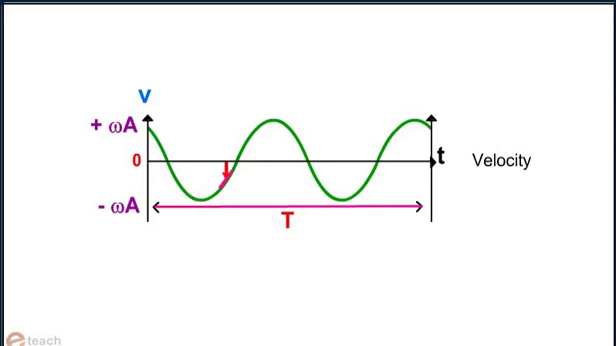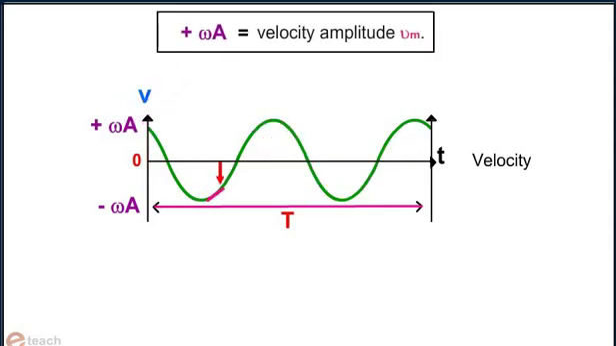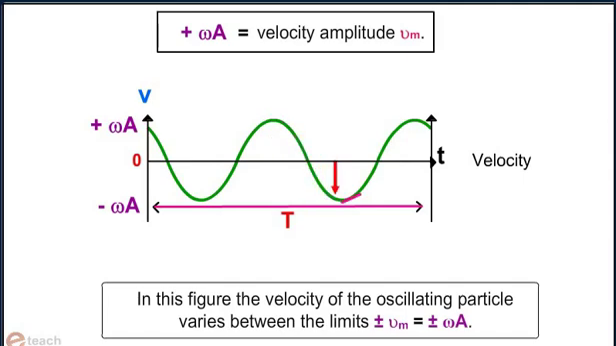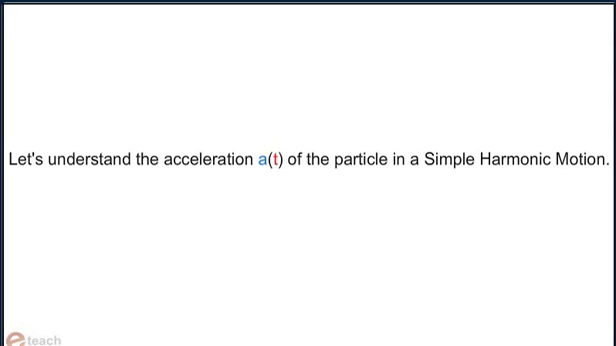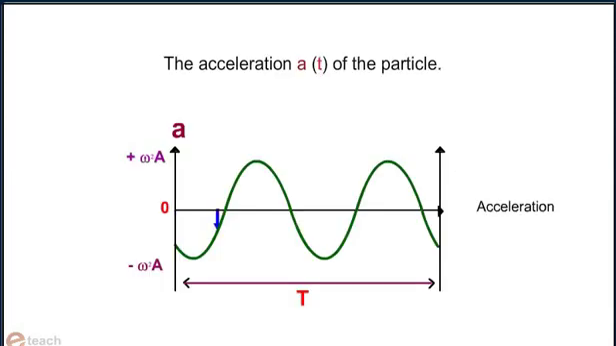Here in the graph, plus omega a equals the velocity amplitude v m. In this figure, the velocity of the oscillating particle varies between the limits plus minus v m equals plus minus omega a. Now let's understand the acceleration a(t) of a particle in simple harmonic motion. You can see a graph of a versus t.